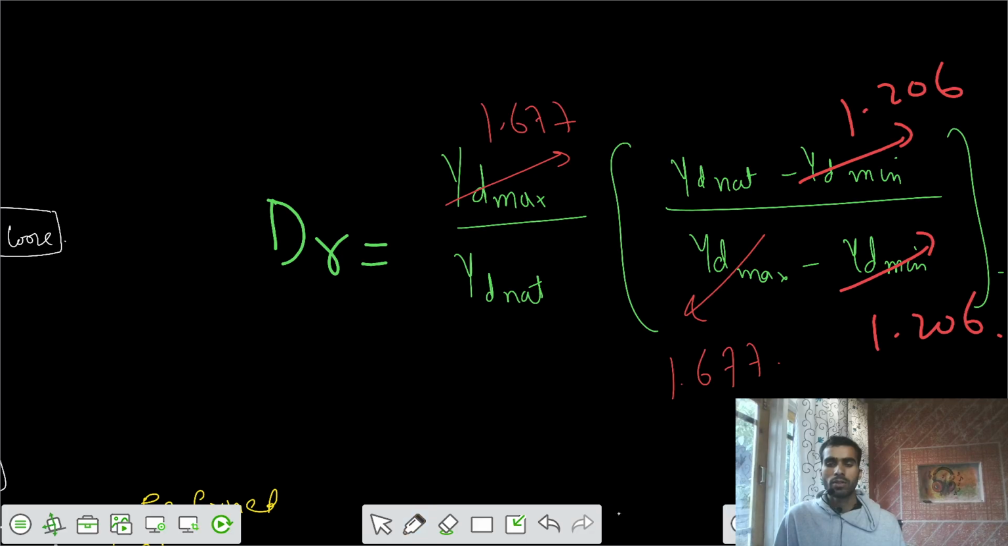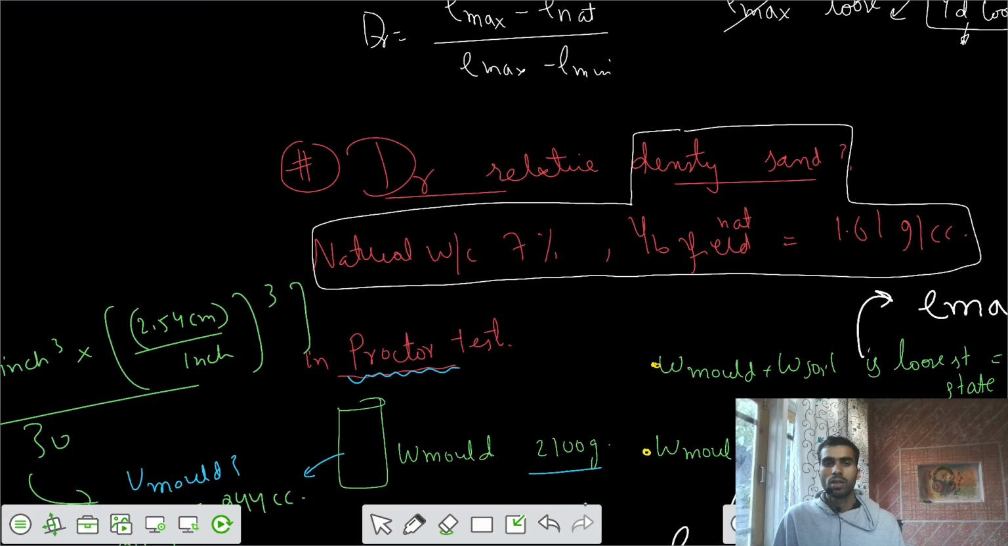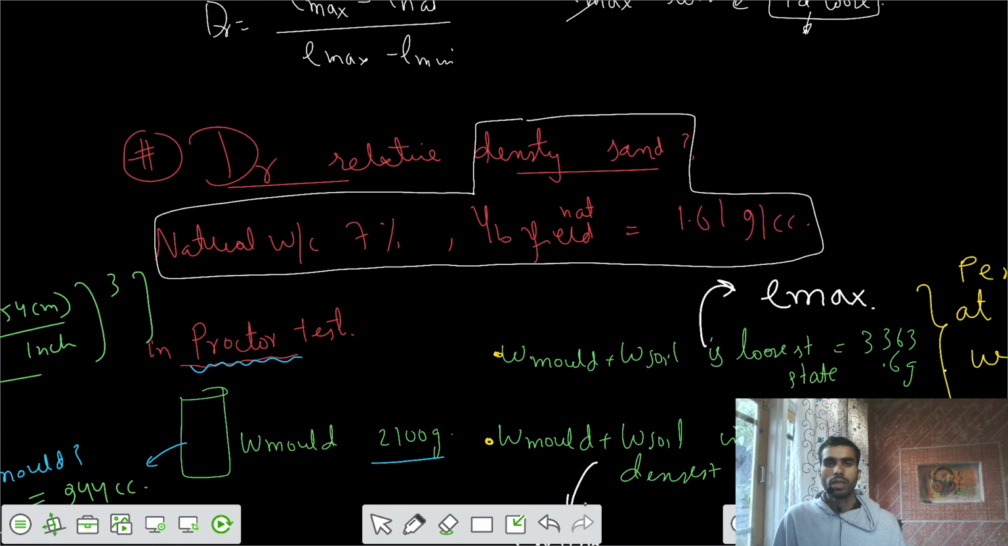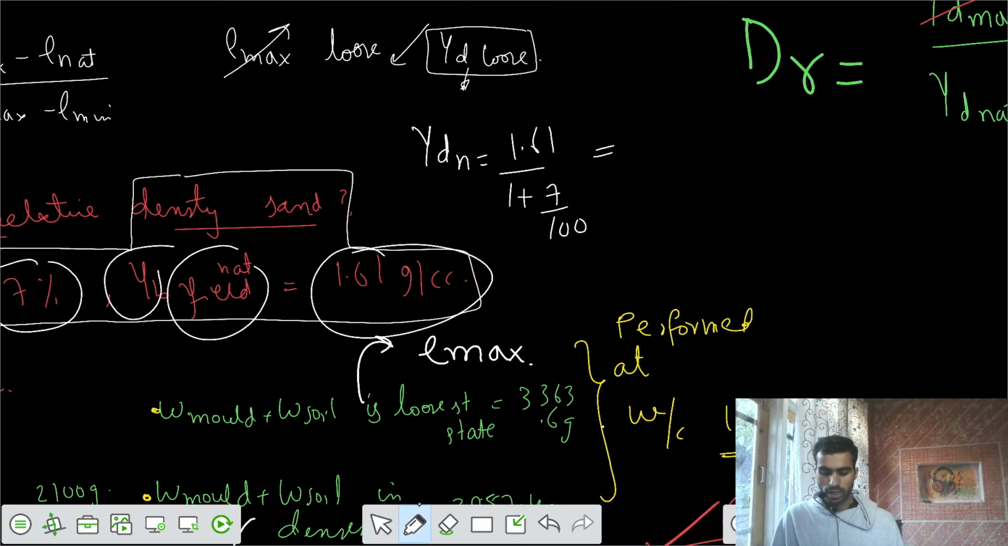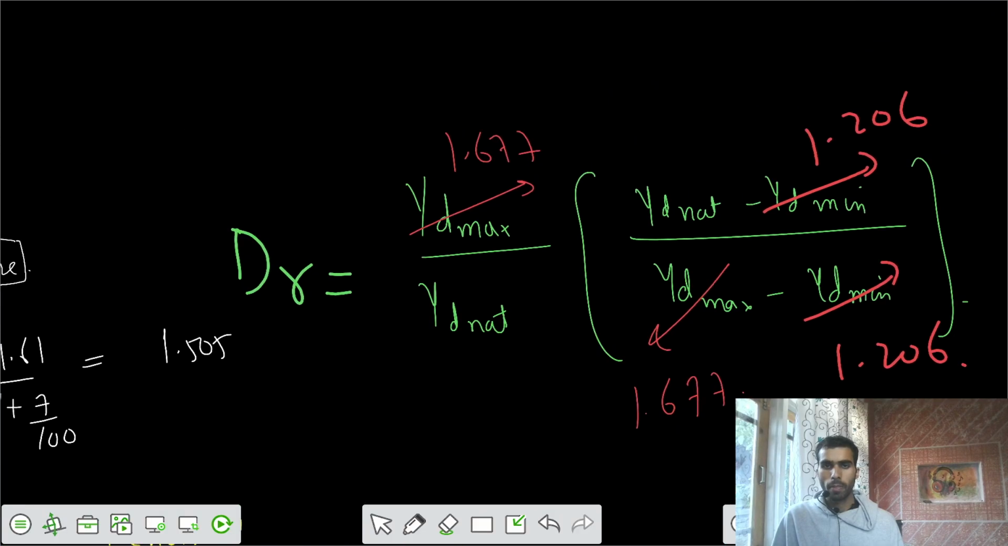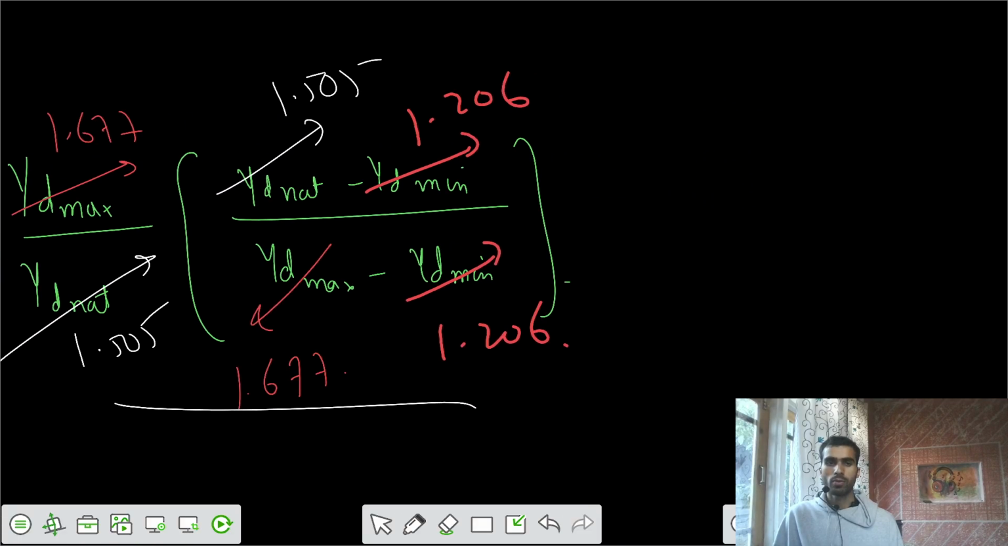Now we need to solve for gamma dry natural. The data was given in the initial statement: the natural condition has water content of 7% and gamma bulk in the field of 1.61. So gamma dry natural is 1.61 divided by 1 plus 7%, which comes out to be 1.505. Now get the value of relative density, which is 70.74%.